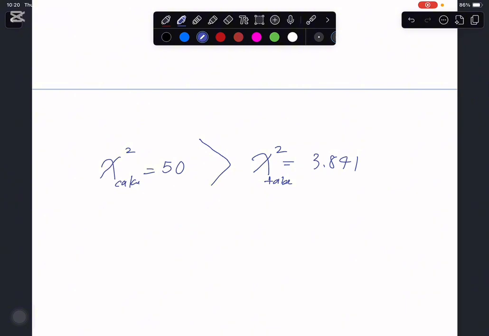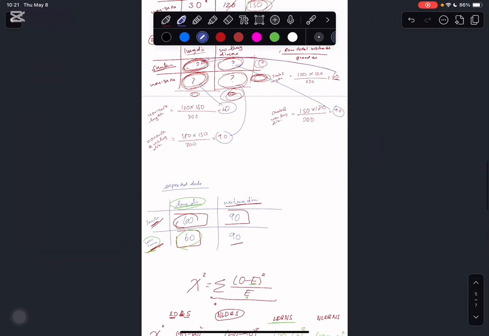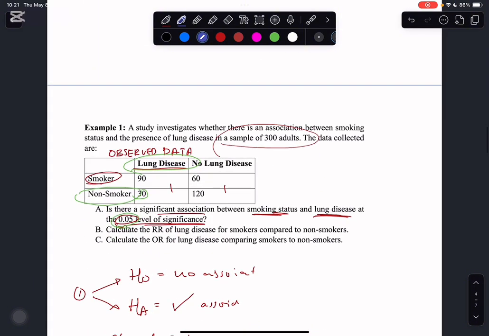If the calculated is bigger than the table, it means we reject the null hypothesis. What did the null hypothesis say? That there's no association. If we reject the null hypothesis, it means the alternative hypothesis is true. So there is an association between these two categorical variables, which are smoking status and the disease.